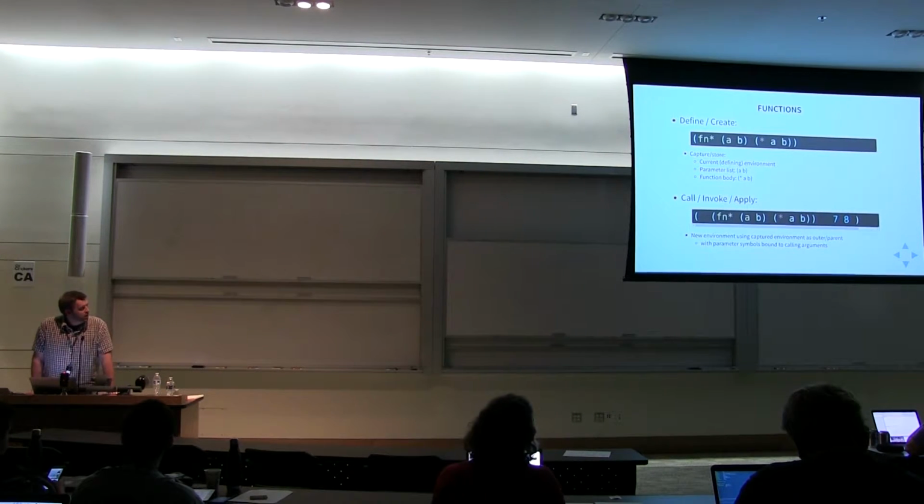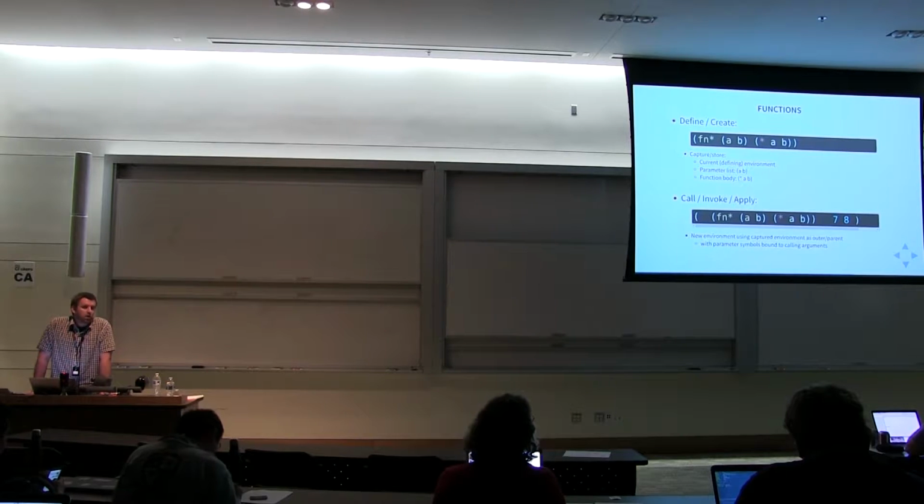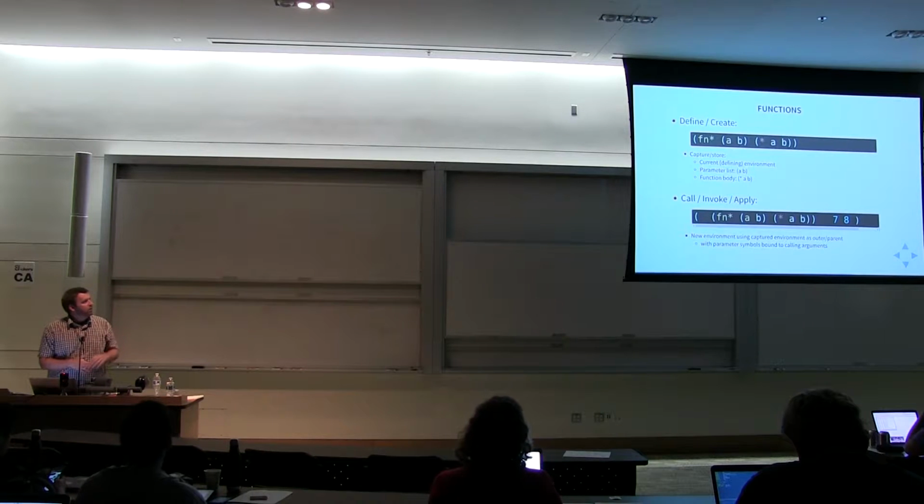So in this case, we have a function that multiplies a and b together, and it takes a and b as parameters. What will happen when this function is called is a new environment will be created, then a will be bound to 7 in that environment, b will be bound to 8 in that environment, and then in that new environment we've created just for the function, we'll evaluate the body of the function that we saved from before.